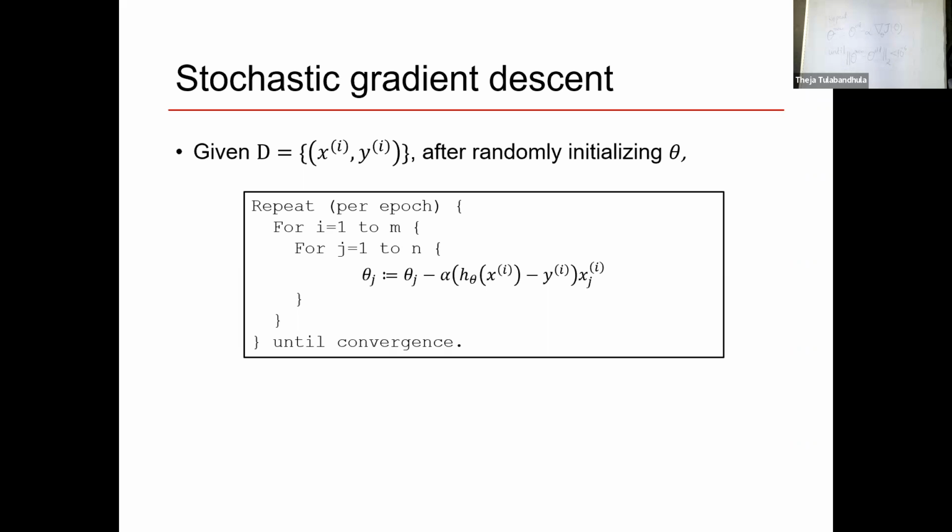M is the number of data points. Rows, yes. Yes, M is the number of rows. If you think of a tabular data set, M is the number of rows.